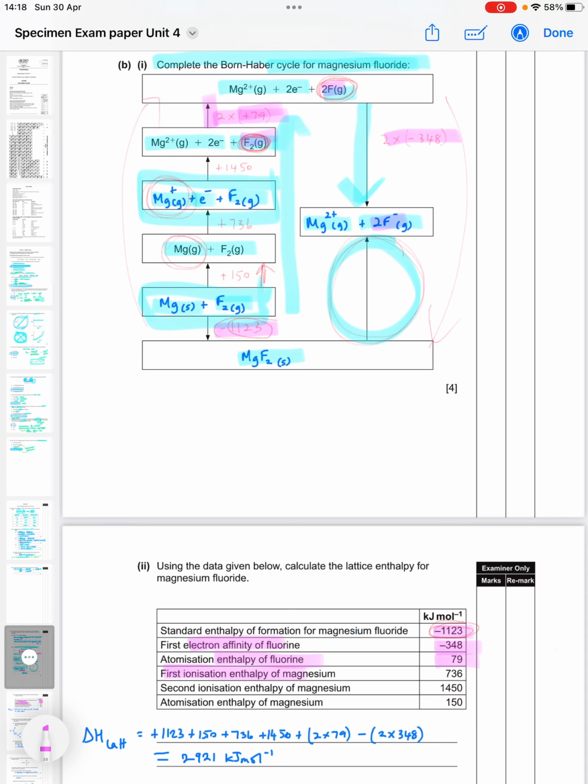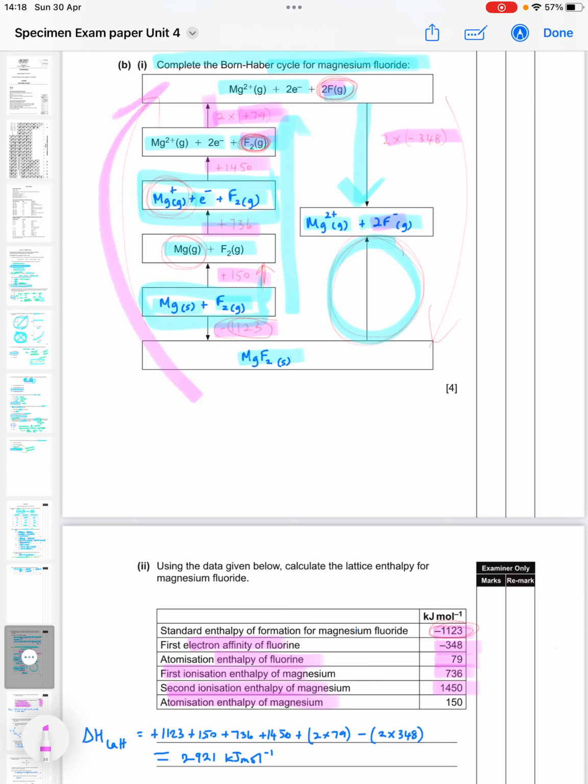Then the ionization enthalpy of magnesium, the first ionization enthalpy is this one, 736. Second ionization enthalpy is this one, plus 1450. And then the atomization enthalpy of magnesium is 150.